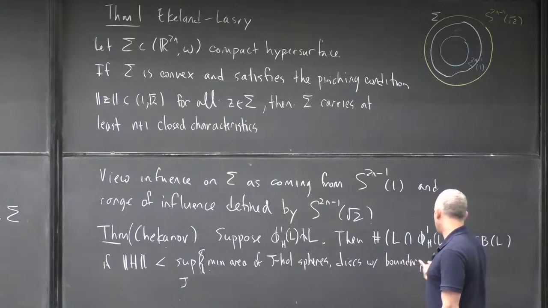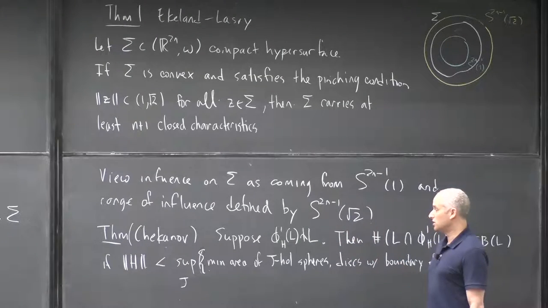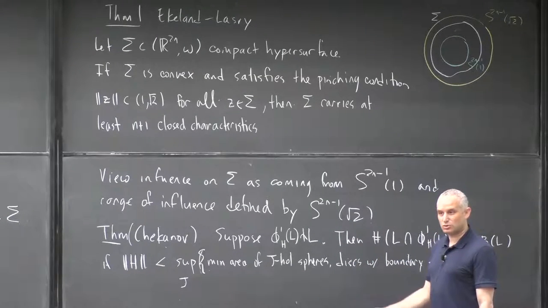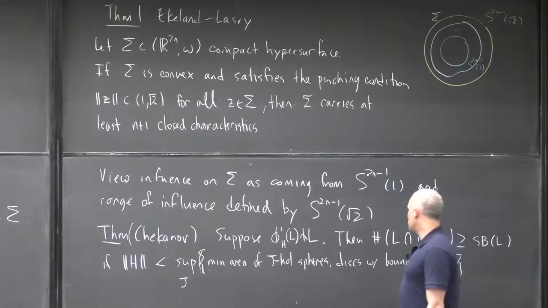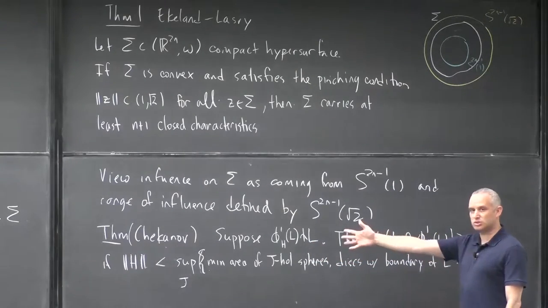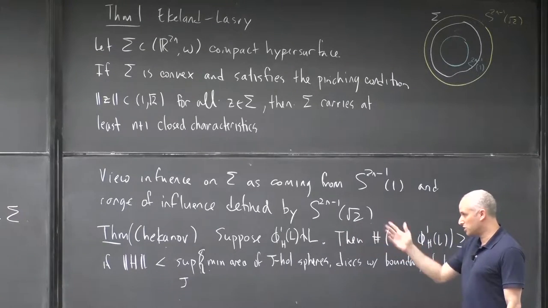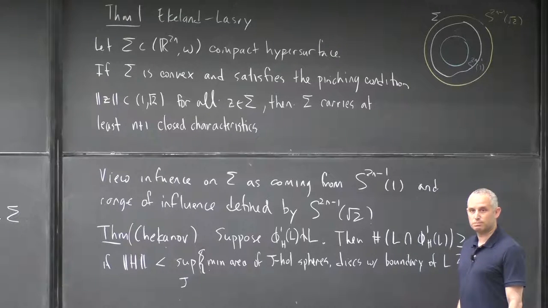Okay, so for every such J, this is a positive number, and if you take the sup over all J, this is of course still a positive number. So one can view this as a rigidity theorem which holds over a bounded range of H's, where the range of H is measured in terms of its Hofer norm. Okay.